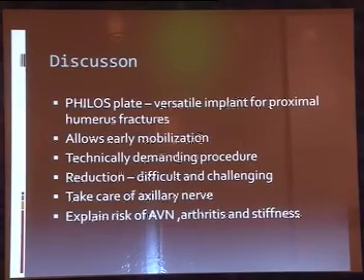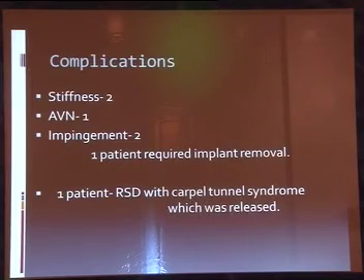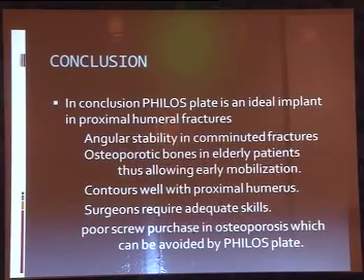Fillers plating is a versatile implant for proximal humeral fractures, which allows early mobilization, but is a technically demanding procedure. Reduction can be difficult and challenging, and we should take care of the axillary nerve, which also explains the risk of AVN, arthritis and stiffness. We noted 4 complications: stiffness, AVN, impingement, and 1 patient had reflex sympathetic dystrophy with carpal tunnel syndrome, which was released.